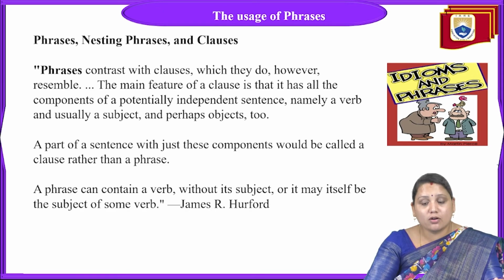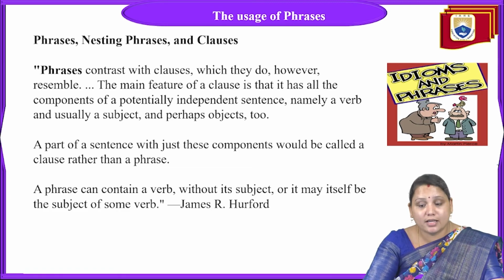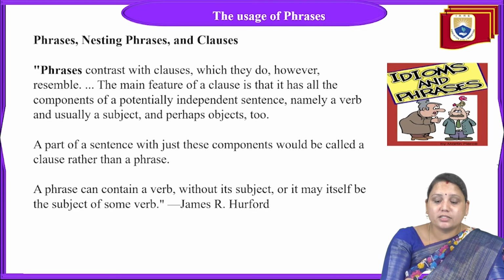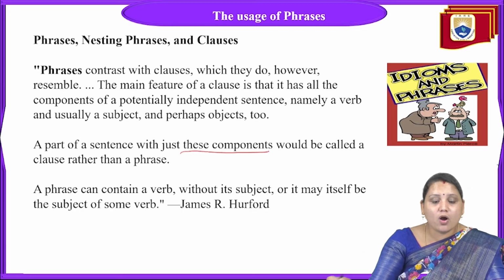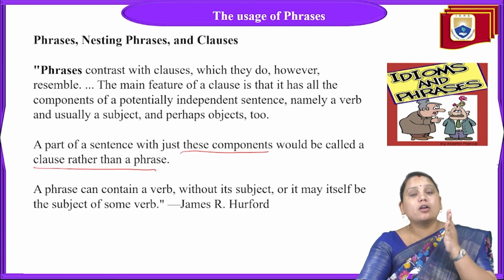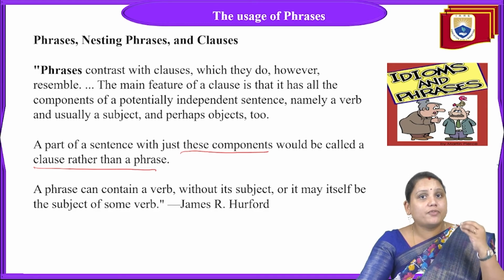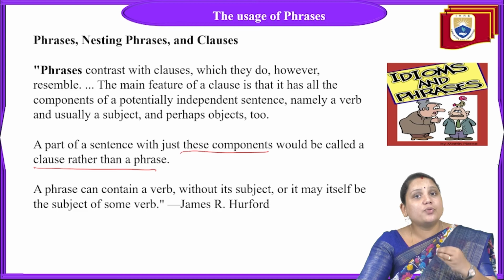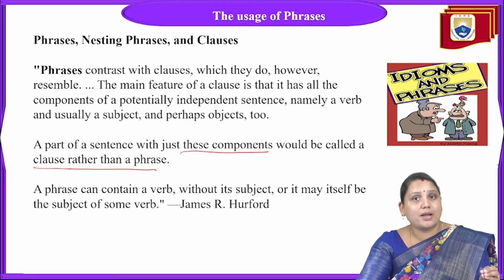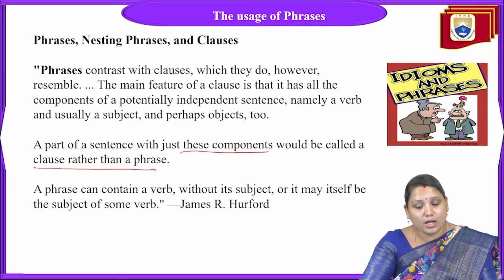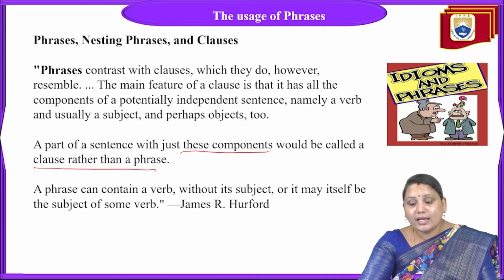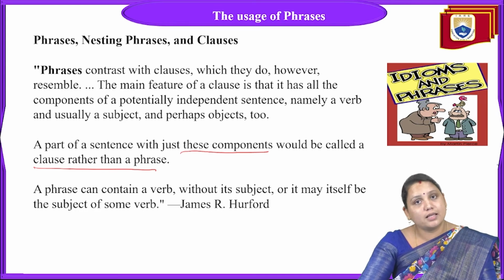The main feature of a clause is that it has all the components of a potentially structured sentence, namely a verb, an object and the subject. A part of the sentence with just these components would be called a clause rather than a phrase. A clause is independent, it has its own subject, its own object. But a phrase has only the words which have a key nucleus and constitute the meaning, but will not stand on its own. A phrase contains a verb without its subject, or it may itself be the subject of some verb.